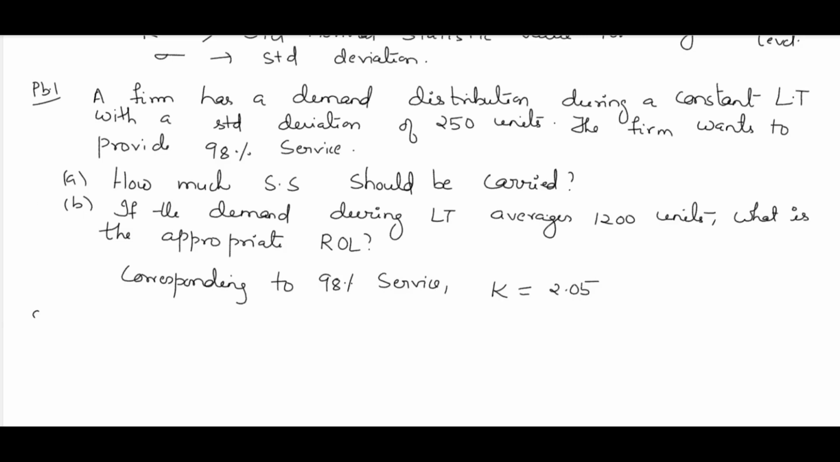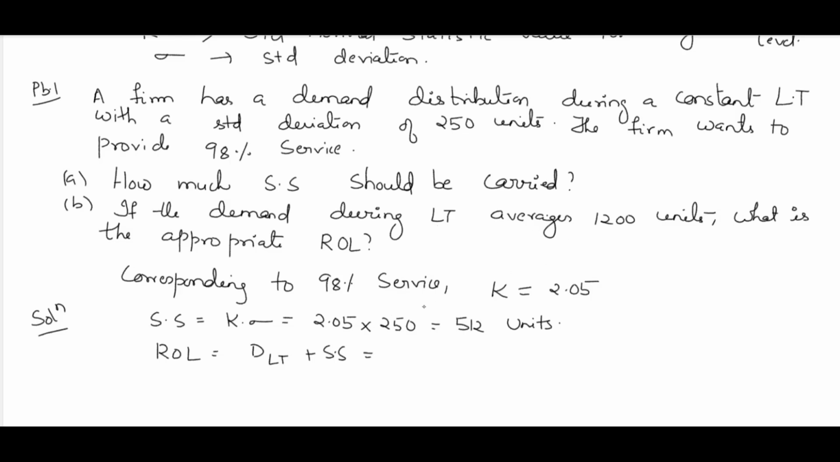Demand is given, and for service level 98%, K is given. First we have to compute the safety stock. Standard deviation is also given. This problem is a very simple one. You should just know safety stock is K sigma. K value is 2.05, and sigma, the standard deviation, is 250 units. If we multiply directly, safety stock is equivalent to 512 units. That is the minimum inventory that a plant is keeping.